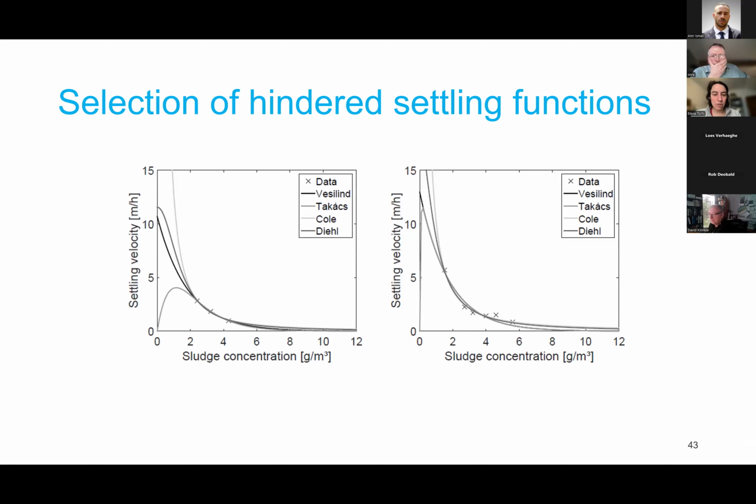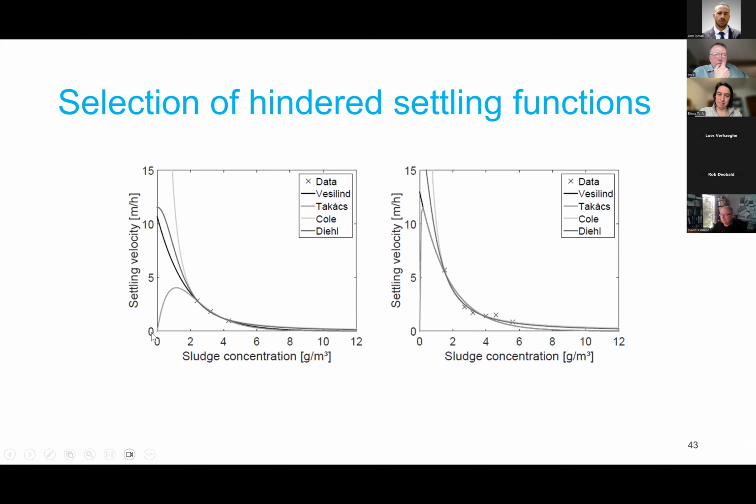And the reason I want to mention this is, so here you have some settling velocity data. Here the little crosses are all determined from batch sedimentation experiments. So from the slopes of these batch sedimentation curves, each cross is one slope at a specific concentration. And I fitted different hindered settling functions to them. And you see that all of them fit our little crosses well.